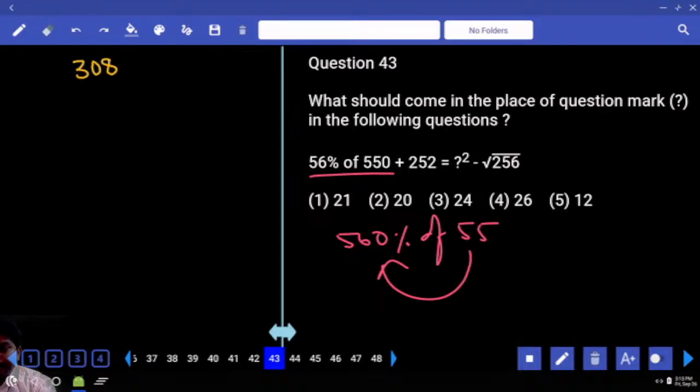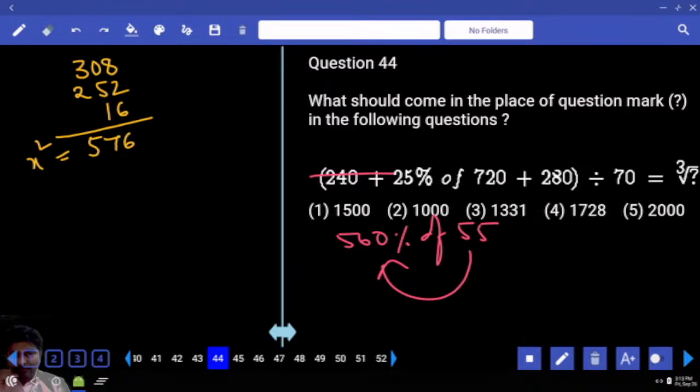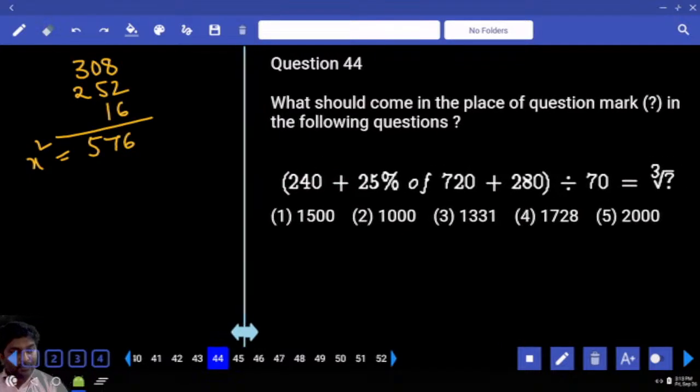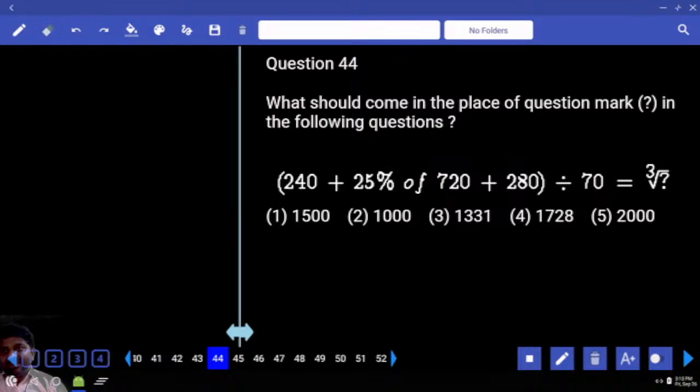Plus 252. Right hand side under root 60, 256 which is 16. Minus 16 comes to left hand side becomes plus 16. Hundreds places 576. If x square is 576, x is 24. X is in right hand side which is cube root value.